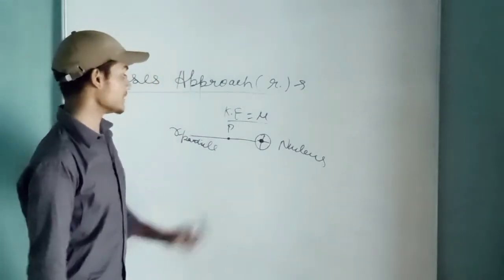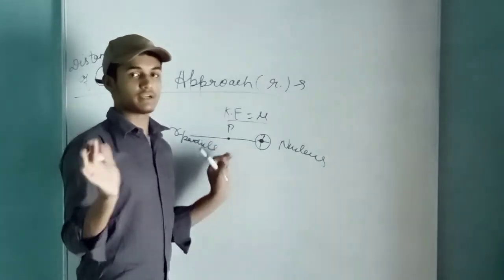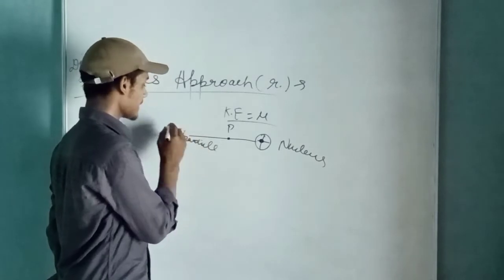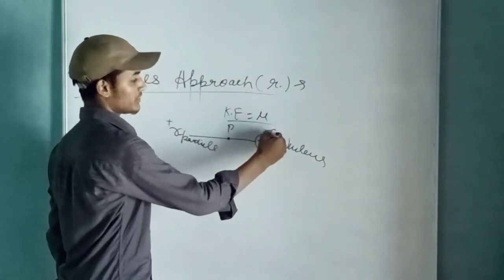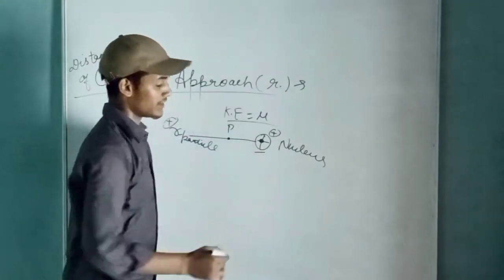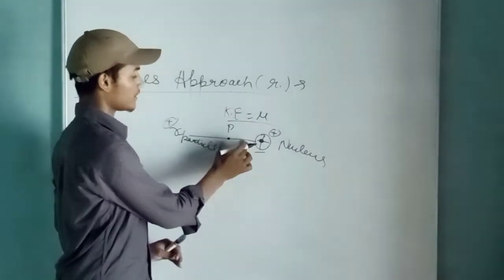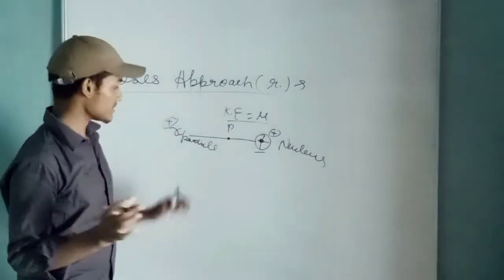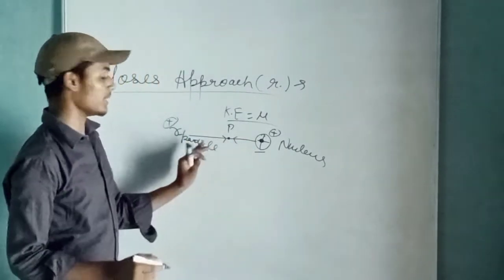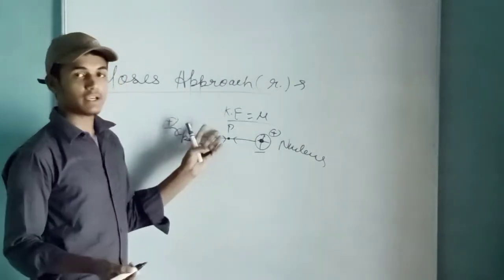How is it possible? We know that energy cannot be destroyed and cannot be created. The alpha particle has positive charge, and the nucleus also has positive charge. So when the alpha particle comes near the nucleus, its velocity decreases because there is repulsion between similar charges. There is repulsion between the nucleus and the alpha particle, and if repulsion is created, then the velocity of the alpha particle decreases.